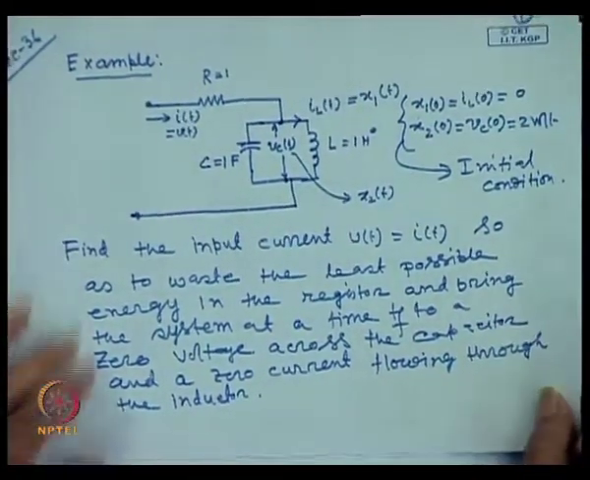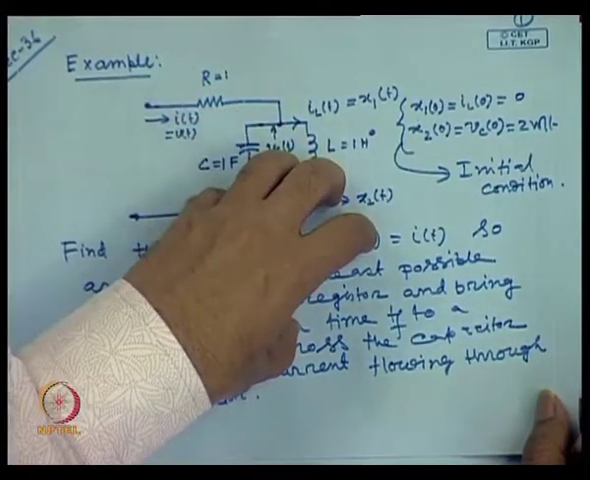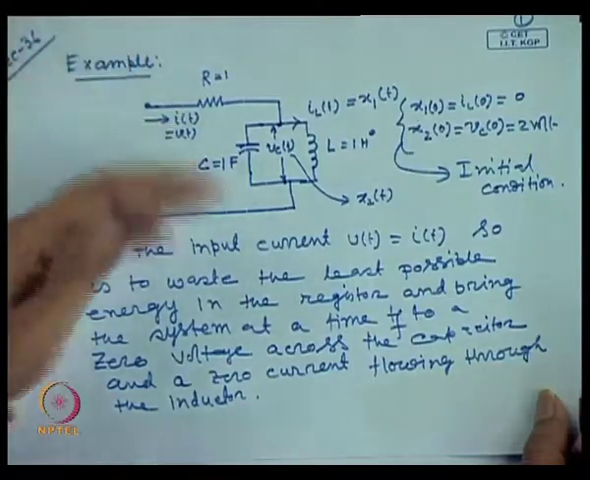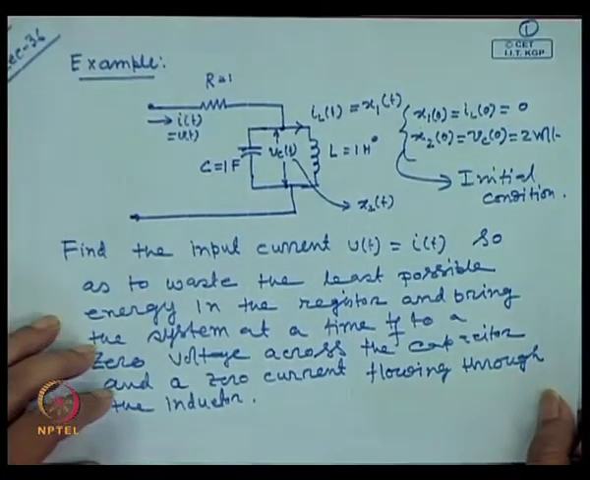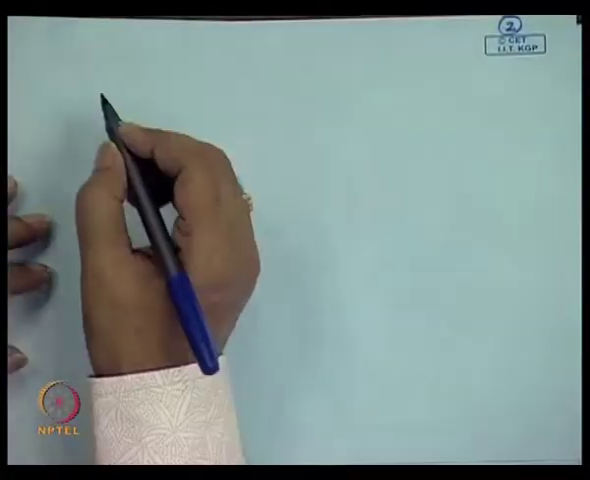So, now in order to put this problem in the framework of what is called a dynamic optimization problem, we have to write the dynamic equation of this system as x dot is equal to f of x, which is a function of x of t, u of t, comma t. So, let us see how we can do that.